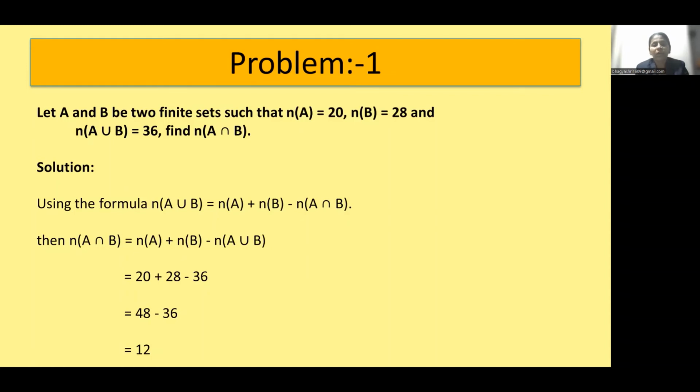सगळ्या व्हॅल्यू आपण पुट केलेल्या आहेत दिलेल्या फॉर्म्युलामध्ये आणि त्याची n of A intersection B ची व्हॅल्यू आपण फाइंड आउट केलेली आहे.